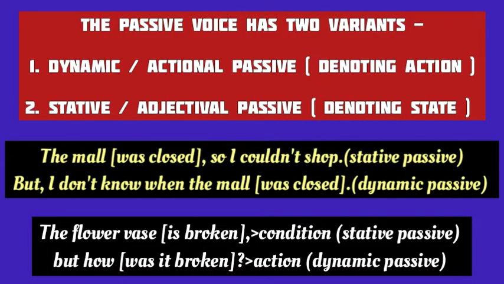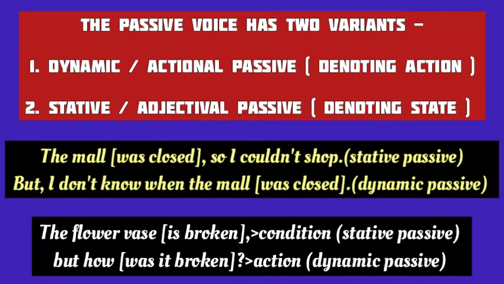But you see, in English grammar, there are two functional types of the passive voice. Number one, the dynamic or actional passive, which denotes action. And number two, the stative or adjectival passive, which denotes a state or condition. In other words, if the passive voice construction denotes an action, it's called a dynamic passive. On the other hand, if it denotes a state or condition, it's called a stative or adjectival passive.